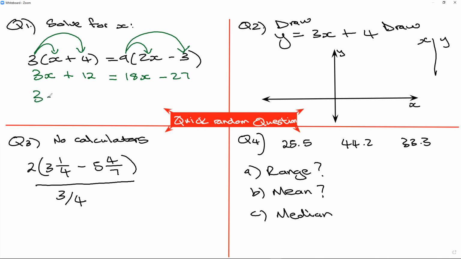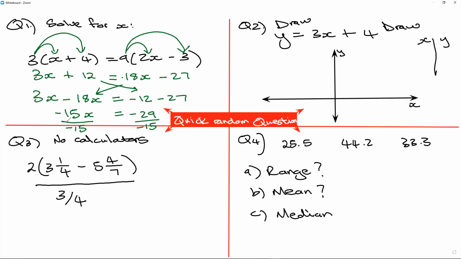If I bring all my x's onto the left-hand side, I have to change the sign from the plus in this case into minus 18x if I move it. And if I move the 12 to the other side, it becomes negative 12. 3 minus 18 is negative 15x. Negative 12 minus 27 is negative 39. Divide both sides by negative 15. And that will give you 39 over 15.